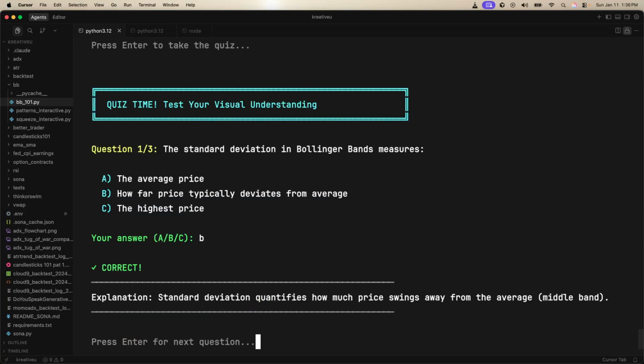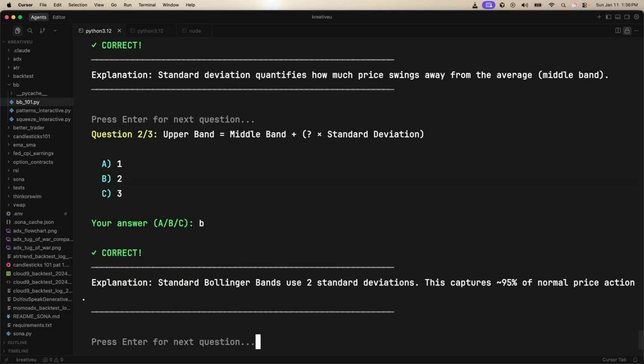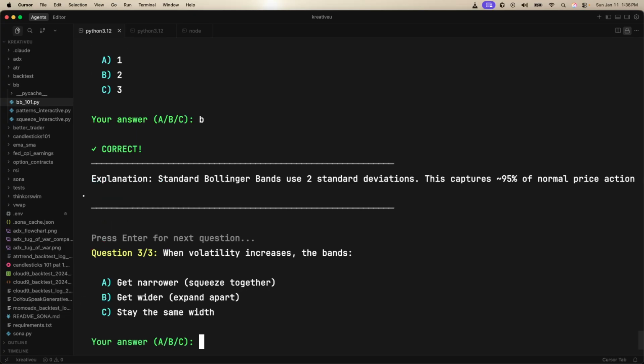So we already discussed that. The upper band equals the middle band plus blank standard deviations, right? Remember, we just discussed that. It's going to be 2 standard deviations, so the standard deviation is 2. This captures 95% of all price movement. So when volatility increases, the band does what? It gets wider, not narrower, because volatility is expanding it. It gets wider because it's expanding apart.